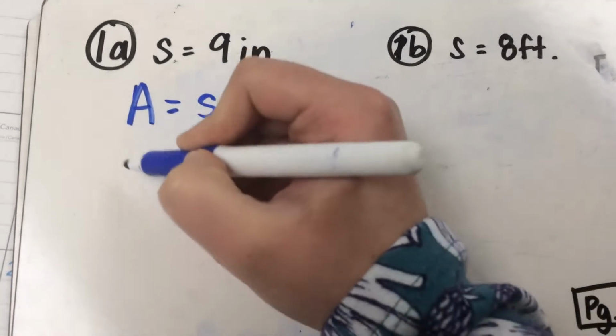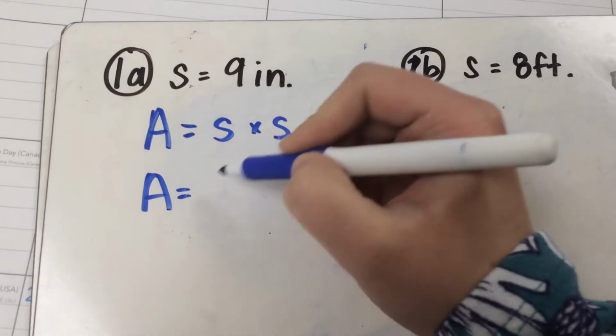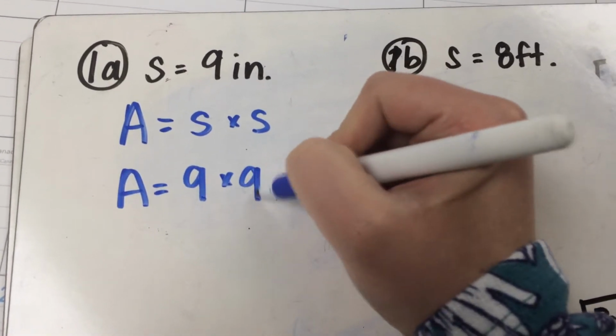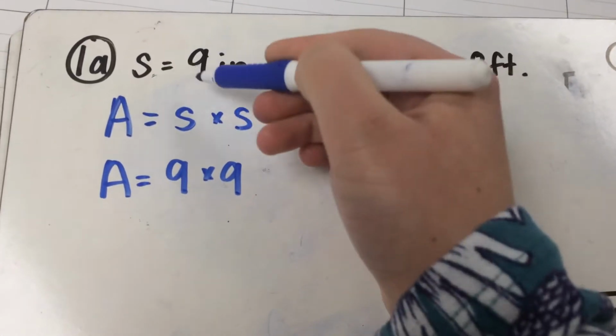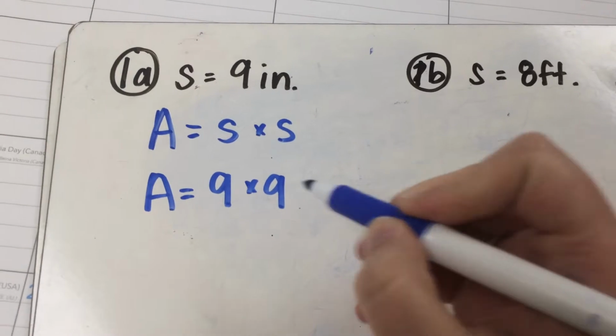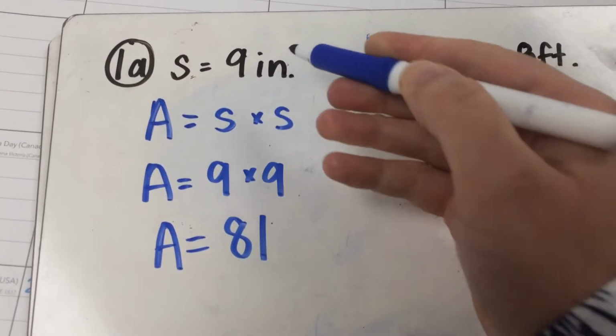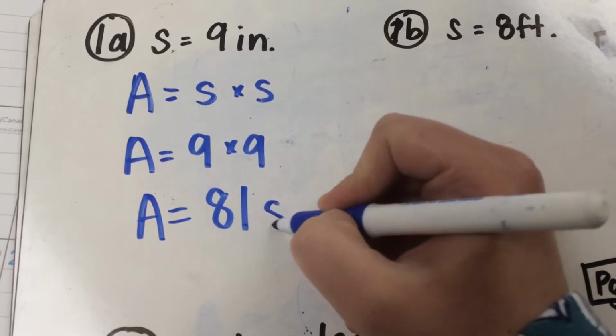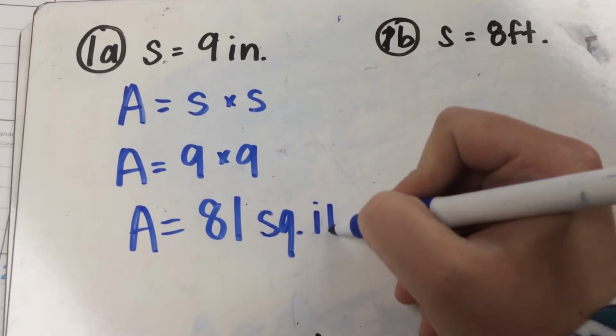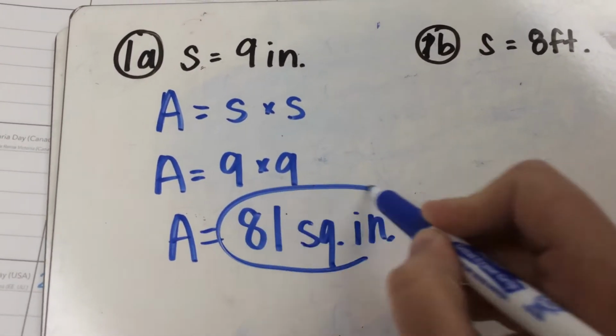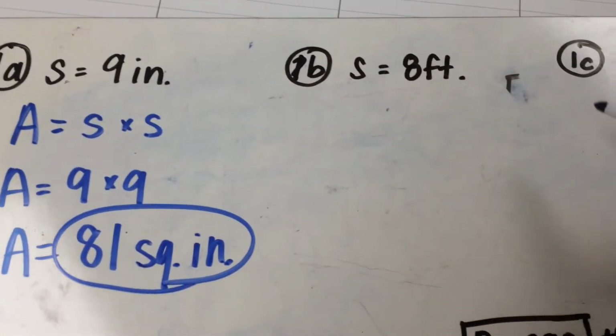Okay? Now we're going to fill in A equals 9 times 9 because S equals 9. The sides are all 9 inches. So then we have A equals 9 times 9 is 81. Now it's not 81 inches, it's 81 square inches. I think finding the area of a square is super easy.